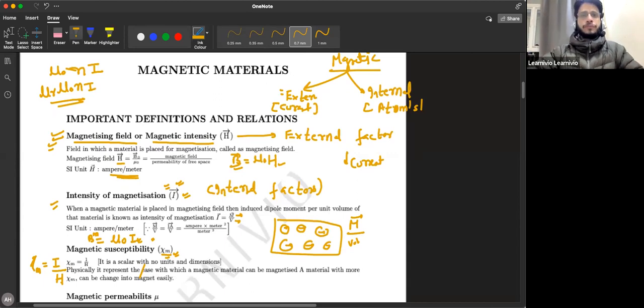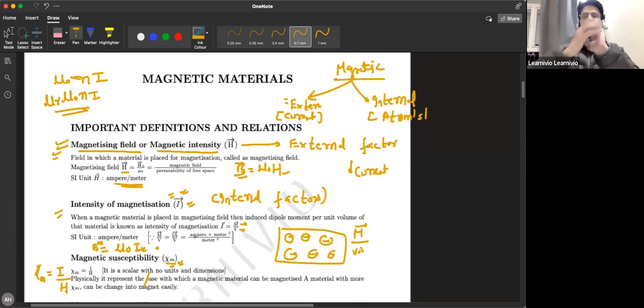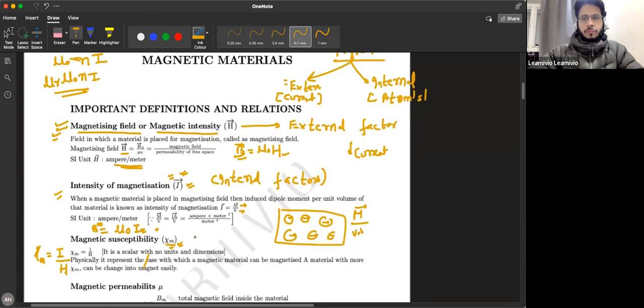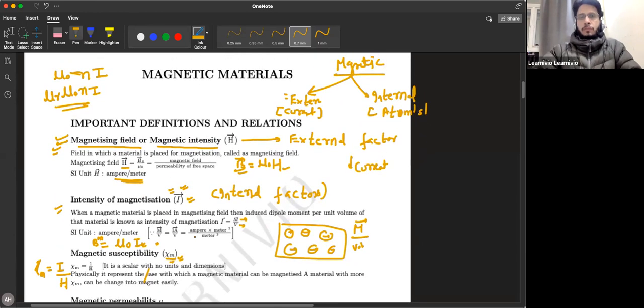Note it down. So we have to write the whole definition. Not the whole definition, only the points that I have written. I'm sharing the PDF with you.